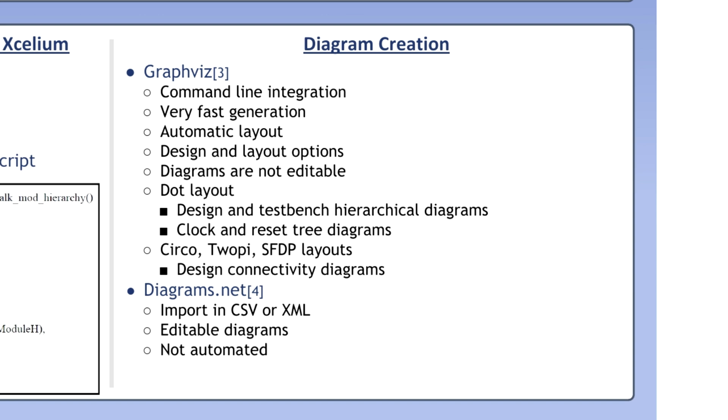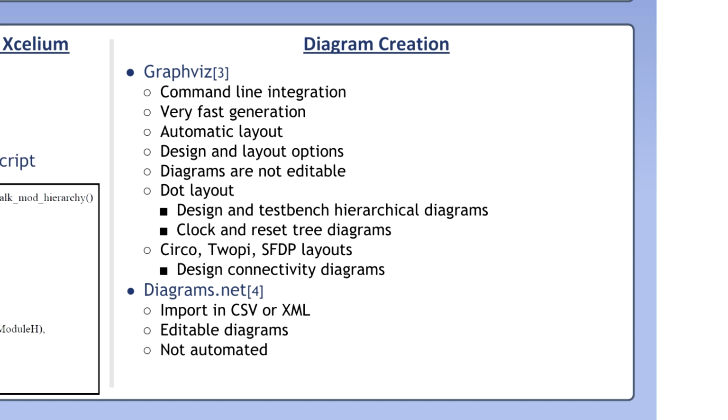The dot layout is the main layout that we've been using with GraphViz. It is used for the generation of hierarchical and clock and reset tree diagrams. It's easy to use and produces good quality, easily readable diagrams. The sfdp, circo, and twopi layouts are also of interest to us and are used in the creation of design connectivity diagrams. This is currently a work in progress, and we've so far seen that these layouts are much less effective when being used to diagram large numbers of signals or modules.